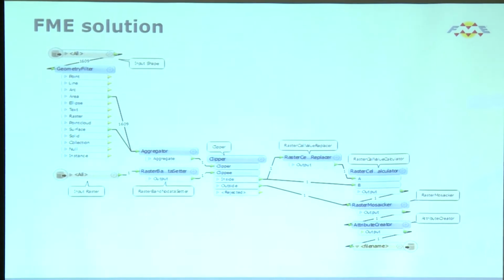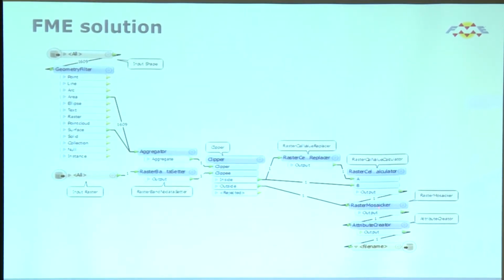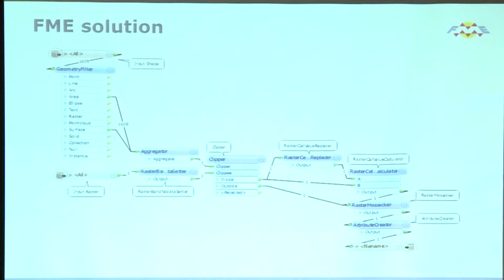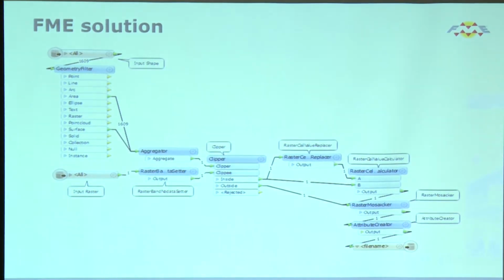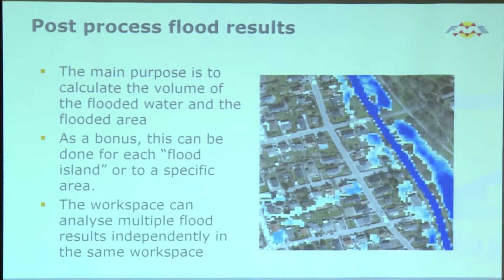Just add the 5 meters and then take the output here, mosaic that back again, and then I set a custom file name that I have entered as a parameter. And then I save it back to any type of raster format. So that was the first one.